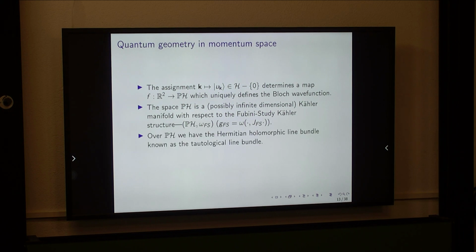Very good. Over P sub H, we have a Hermitian holomorphic line bundle known as the tautological line bundle. It is the line bundle whose fiber over the line is the line itself. Is this clear? Okay. And its Chern connection has curvature minus 2i times the symplectic form of the Kähler manifold. Okay.